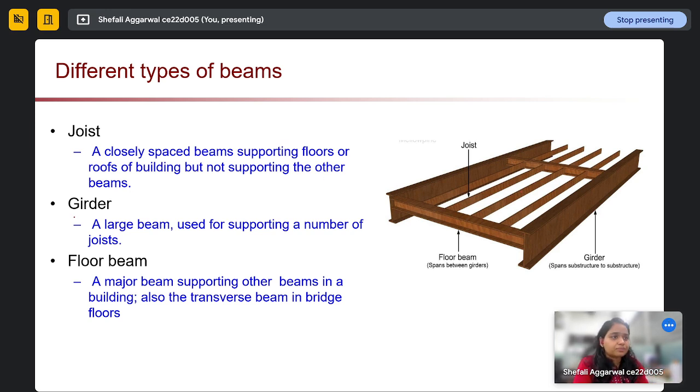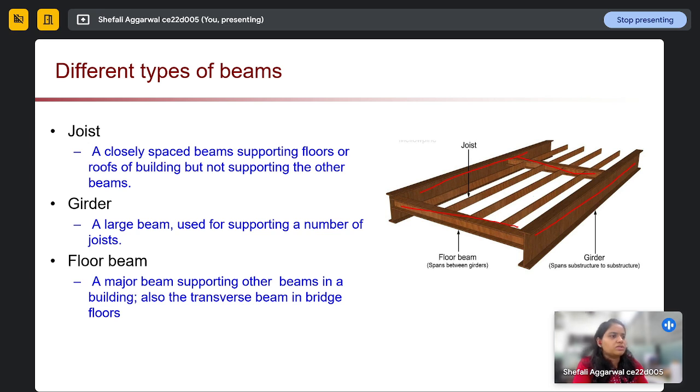Next is the girder. A large beam used for supporting a number of joists, this corner one normally to support n number of joists. We are providing a bigger beam which is called a girder. Next is the floor beam. A floor beam is a major beam supporting other beams in a building. It is also the transfer beam in bridge floors. So this is a floor beam. This floor beam is holding up the load of different joists, different other beams.